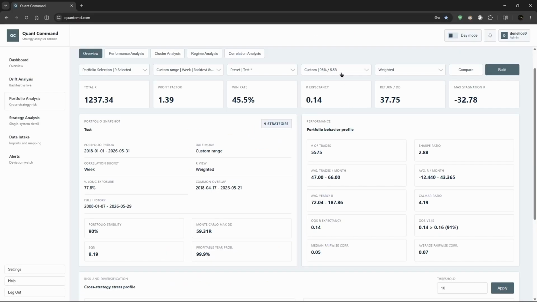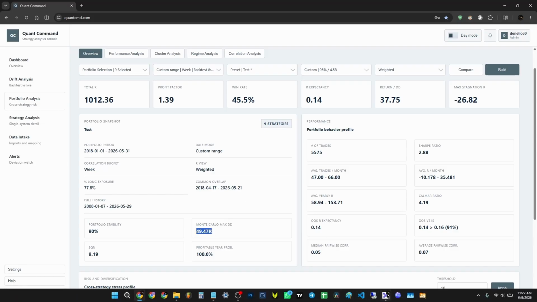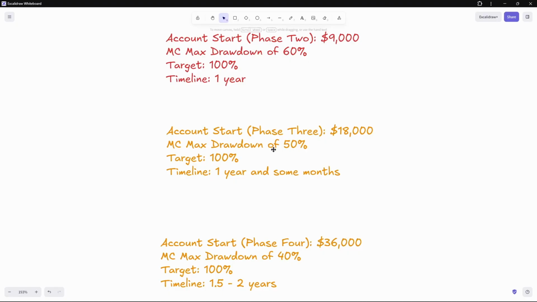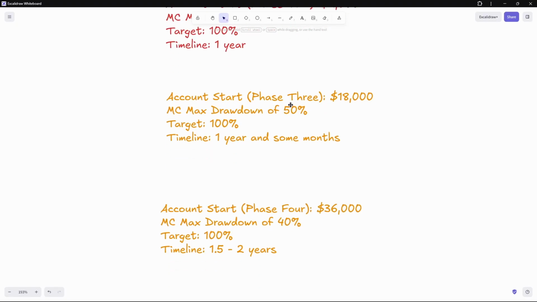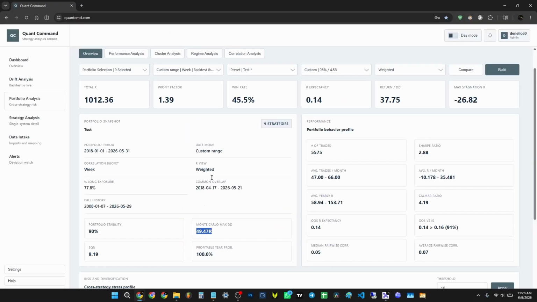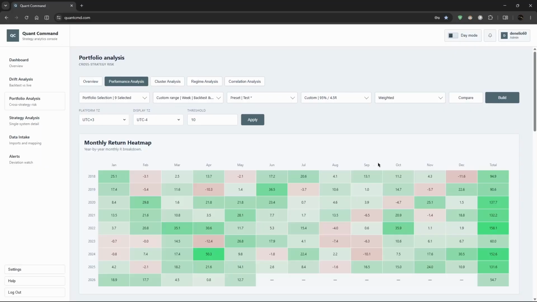So if I go back over to here and I reduce my risk, you can see that my worst case scenario now is about 50%. Once again, I reduce my average yearly percentage return, but that does not matter because our risk of ruin is also reduced to 50%. So we just rinse and repeat. So in phase 3, we assume worst case scenario 50% drawdown, we target 100% return, and the timeline here is 1 year and some months. So this could take anywhere between 1 year to maybe 1 year and 5 months.